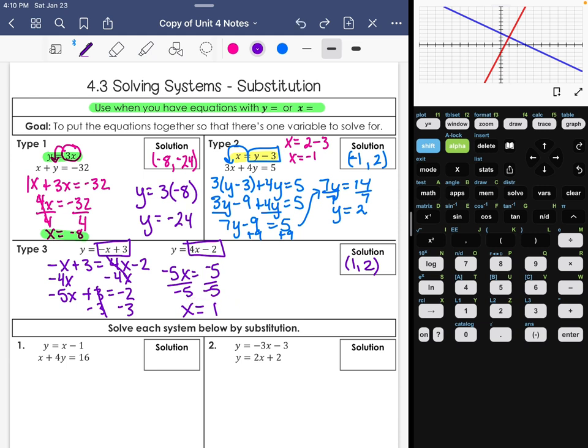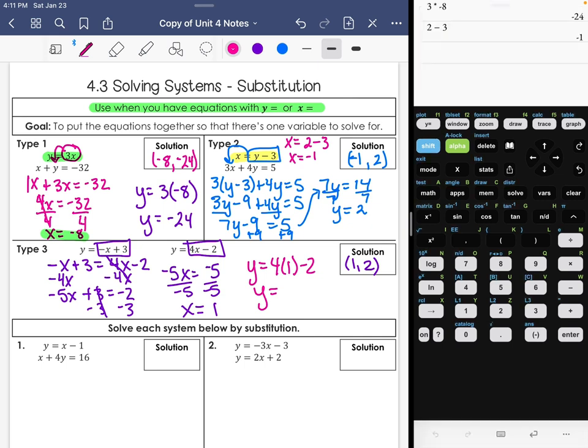And then it doesn't matter which one you put it in, but you have to substitute your 1 back into one of those original equations so that you can find y algebraically. So I'm just going to put it in this second one. So you're going to have y equals 4 times 1 minus 2. And then you just come over here to your calculator and you do 4 times 1 minus 2. Type it in just like it looks, and the answer is 2. Well, we knew the answer needed to be 2 because we graphed it.